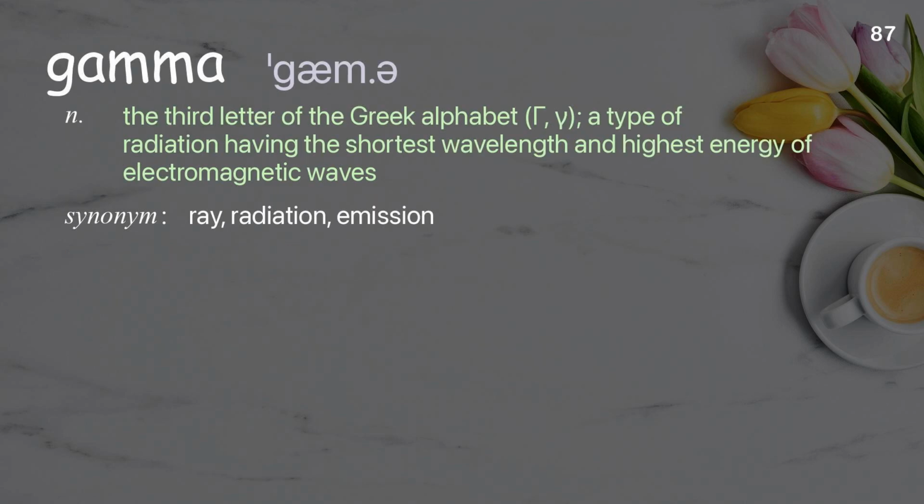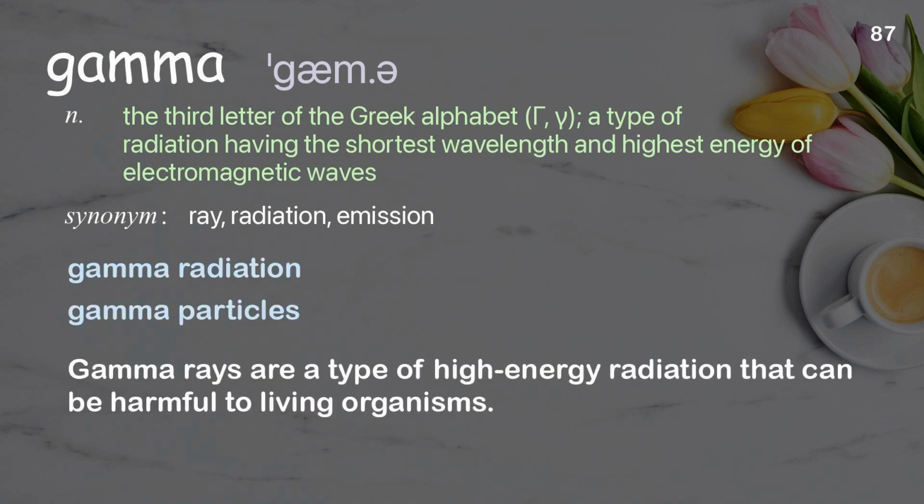Gamma. The third letter of the Greek alphabet; gamma, a type of radiation having the shortest wavelength and highest energy of electromagnetic waves. Examples: gamma radiation, gamma particles. Gamma rays are a type of high-energy radiation that can be harmful to living organisms.